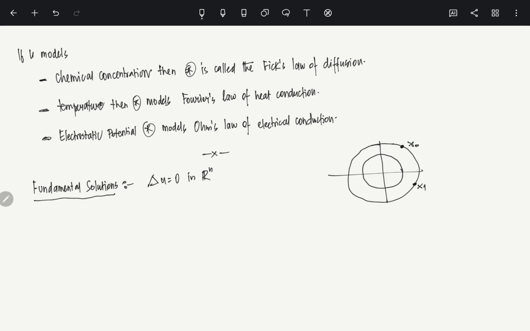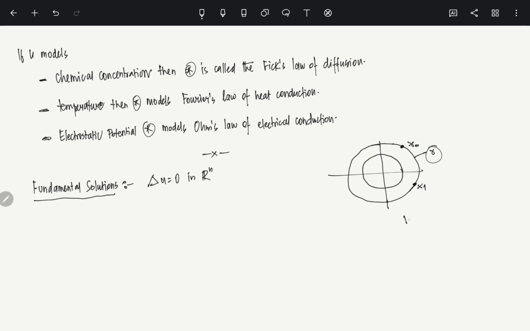u at the point x0 and u at the point x1 may not be the same, right? Yes, of course, it may not be. So what happens is that we want the function to take the same values on circles. Let's say you have a circle of radius r. The value of the function should be constant on r.